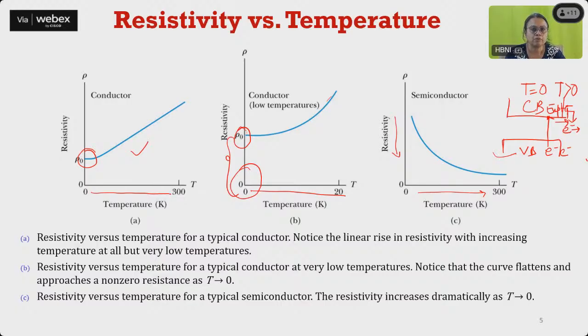Now, when we talk about the resistivity versus temperature of a typical semiconductor, it changes dramatically as the temperature increases. But then why is it so?